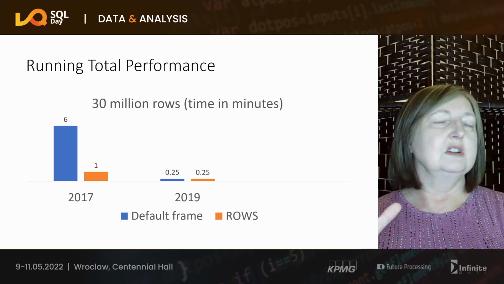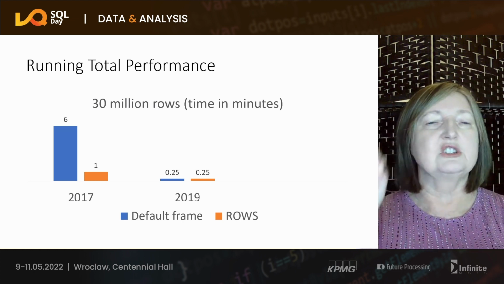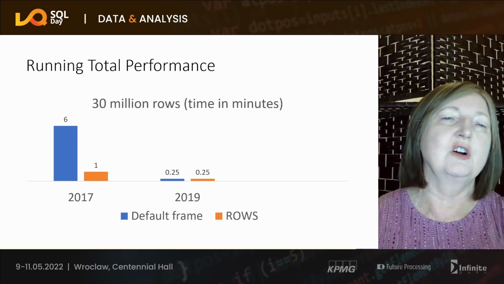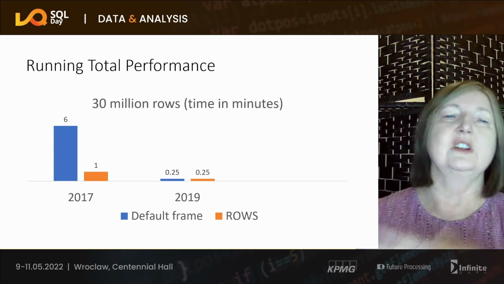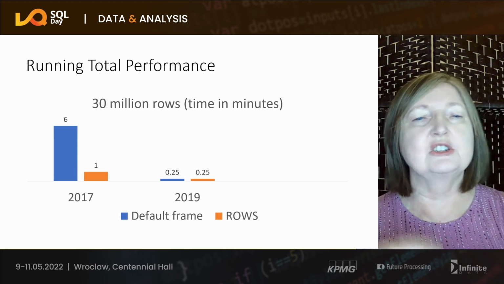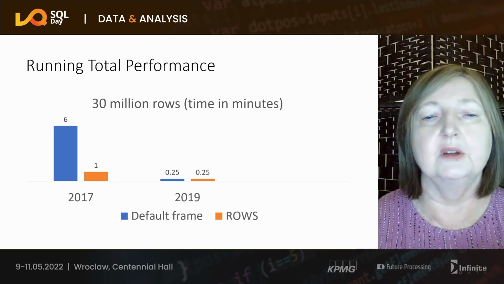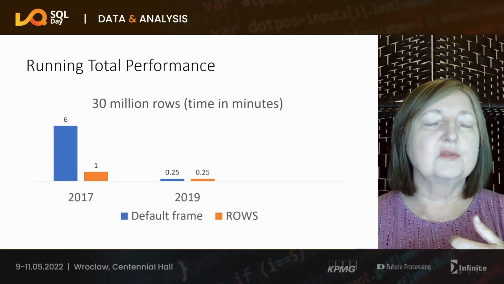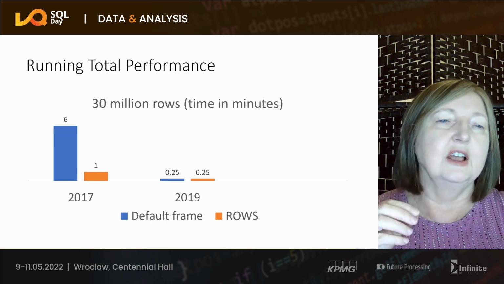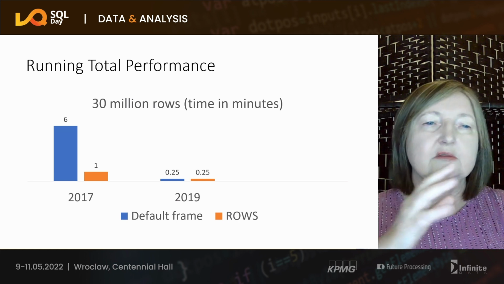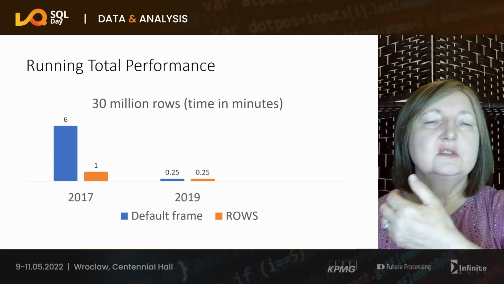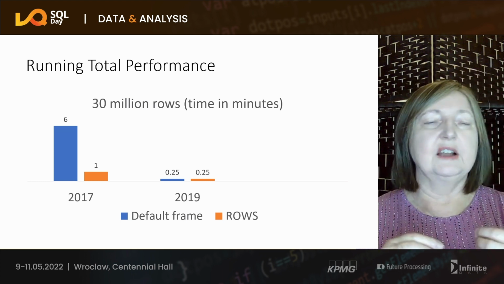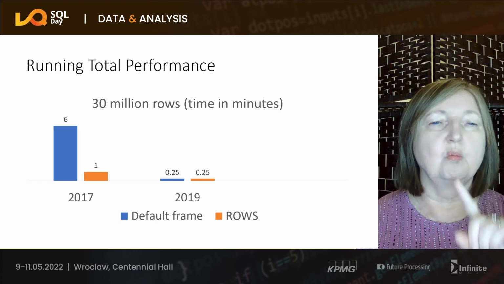You can also change a setting on Management Studio to not have the results show up. But the problem with that is you have to turn it on, close the thing out. It's a lot of changing settings and restarting Management Studio. So I didn't do that, but I could. So in 2017, the default frame, meaning I said sum whatever over partition by order by, it took 6 minutes. If I did specify rows, it took 1 minute.